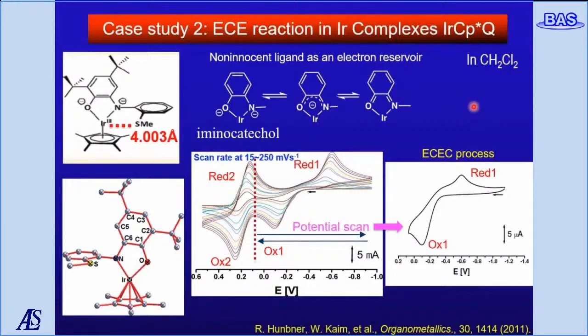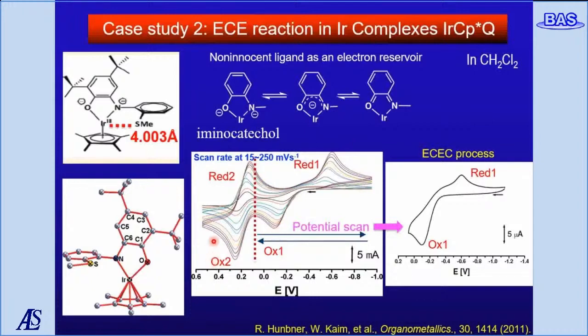The second example is another organometallic iridium complex containing a pentamethylcyclopentadienyl ligand and a bidentate methylthiophenyl iminobenzoquinone ligand coordinated to iridium(III). This is abbreviated as iridium Cp*Q. Iminocatecholate is known as a non-innocent ligand and acts as a multi-electron reservoir, as shown here.